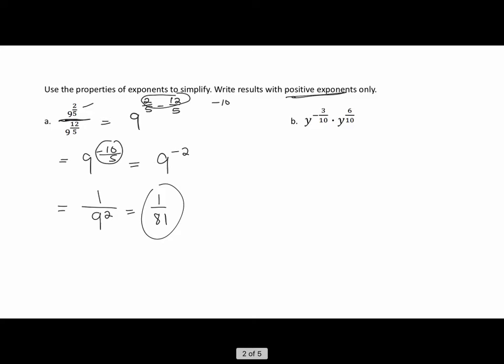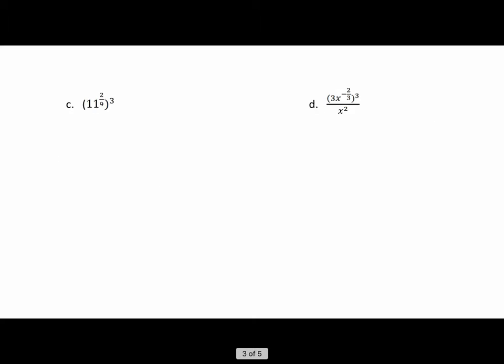In example B, I'm multiplying the same base, right? That's a multiplication symbol, so I keep that base and I add the exponents. Negative 3/10 plus 6/10. Since they have the same denominator here, I'm just going to add the numerators. Negative 3 plus 6 is positive 3. And that is simplified, and it's a positive exponent. And that's all I can do to simplify that then.